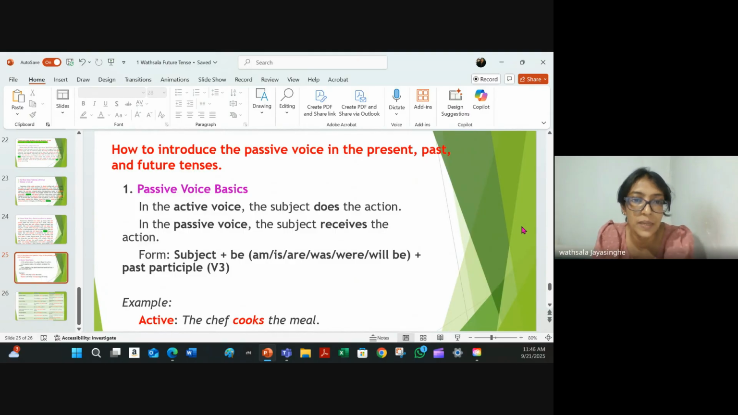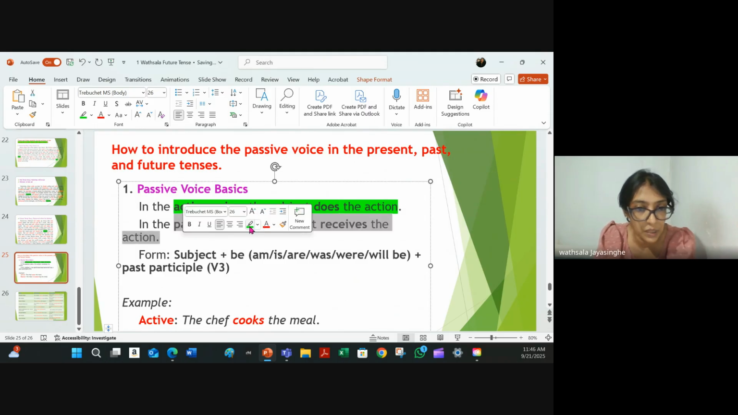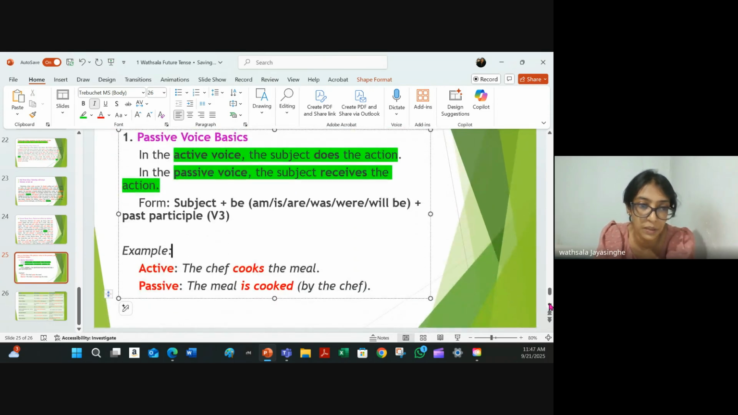How to introduce the passive voice in the present, past, and future tenses. Passive voice basics. In the active voice, the subject does the action. In the passive voice, the subject receives the action. Subject plus be (am, is, are, was, will be) plus past participle. Example, active voice: the chef cooks the meal. Passive voice: the meal is cooked by the chef.